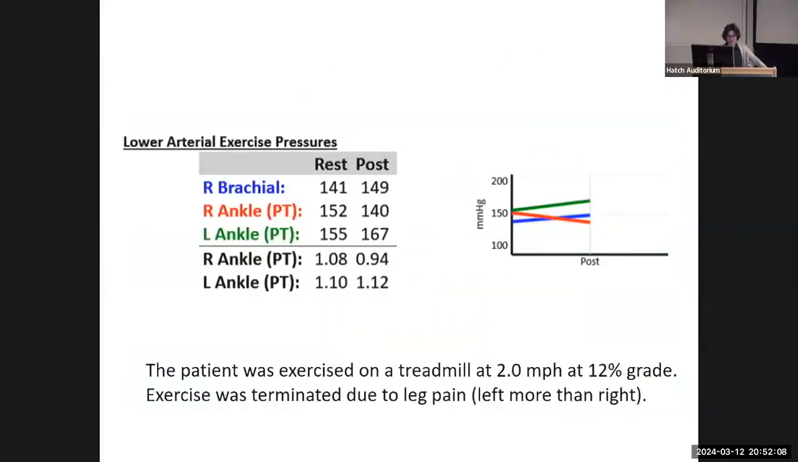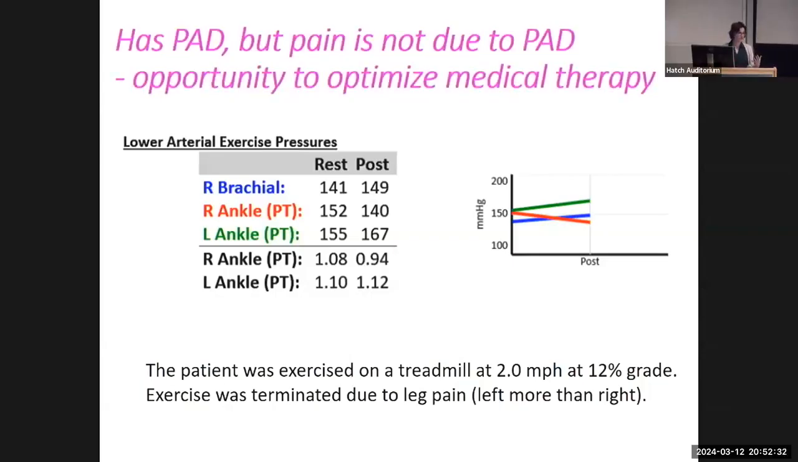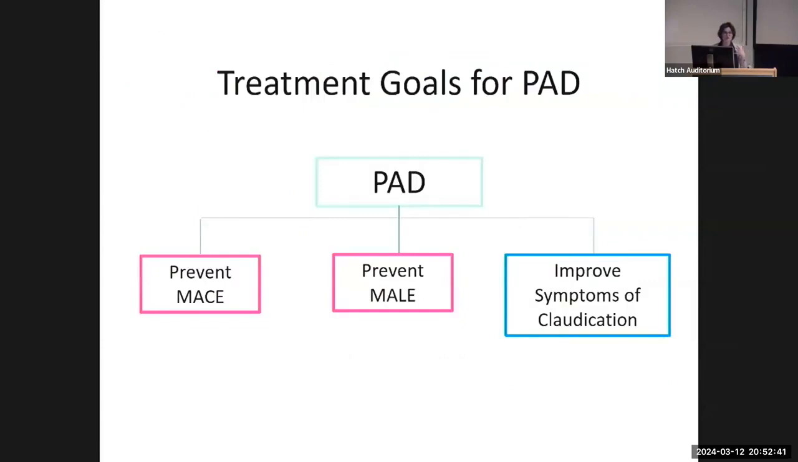So she gets exercised. She ended up stopping because of leg pain, left more than right. But if we look at her pressures on the left, they actually went up with exercise, and her ABIs after exercise remained within normal range. So her pain is not due to PAD, although she has PAD. We actually saw a plaque on her imaging. So this is an opportunity for us to optimize medical therapy, not to go down thinking we need to treat this lesion, 49% stenosis. So what are our treatment goals for PAD?